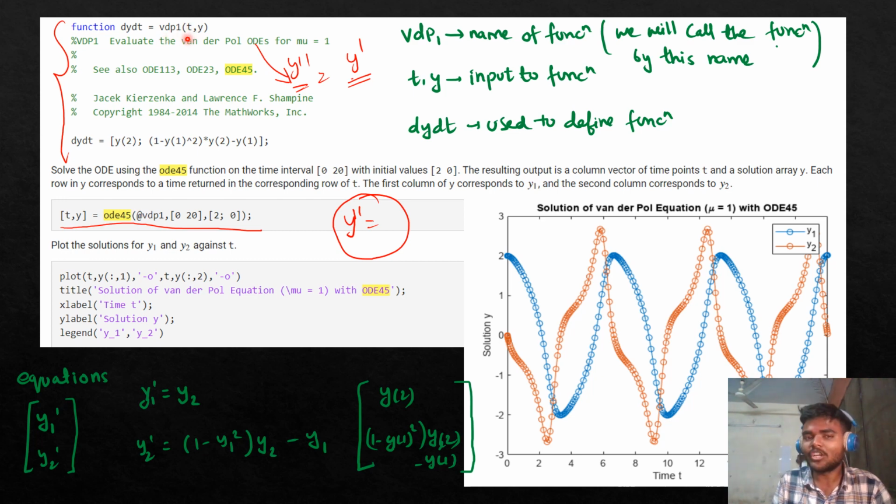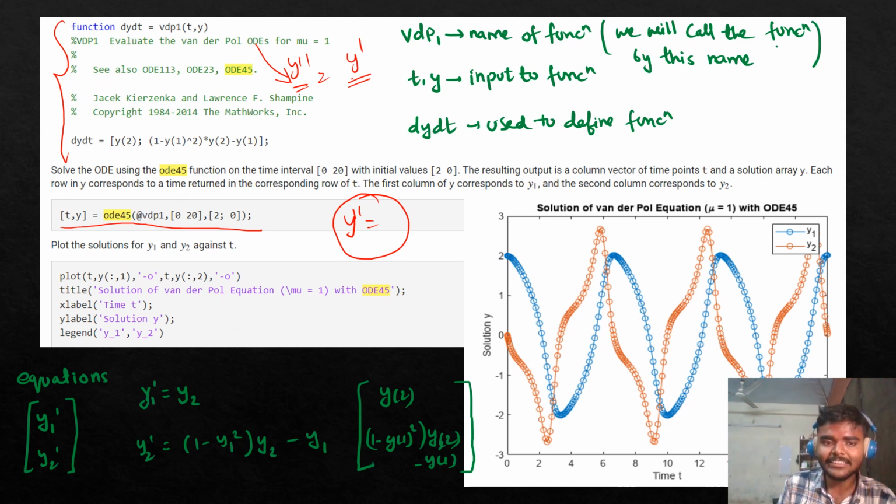And then what are all the variables involved? So t and y are involved. That's why it's written like t and y. Here I also wrote VDP1 is the name of the function, t and y are the input to the function, and dy by dt is used to define a function. This dy by dt has a use in this particular function snippet only, and if we have to call this whole function snippet, we have to use vdp1. Here you can also see we have called it like vdp1. So there are two names, that's why I have said it single by single. This particular one is used inside the function to define anything.